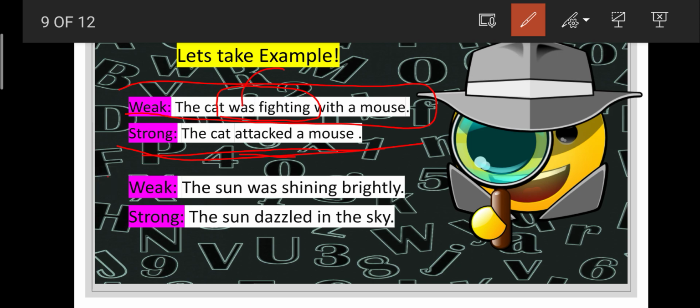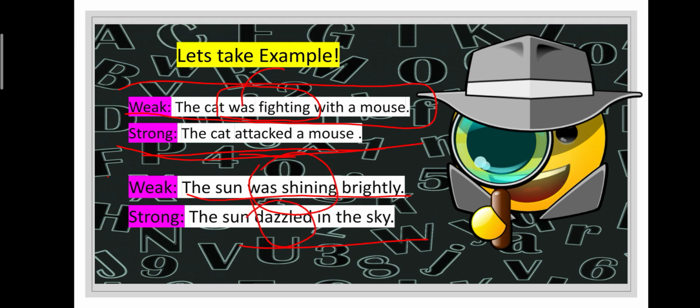The next example. The sun was shining brightly. The sun dazzled in the sky. So was shining is the weak verb and dazzled is a strong verb. So we will try to use strong verbs.